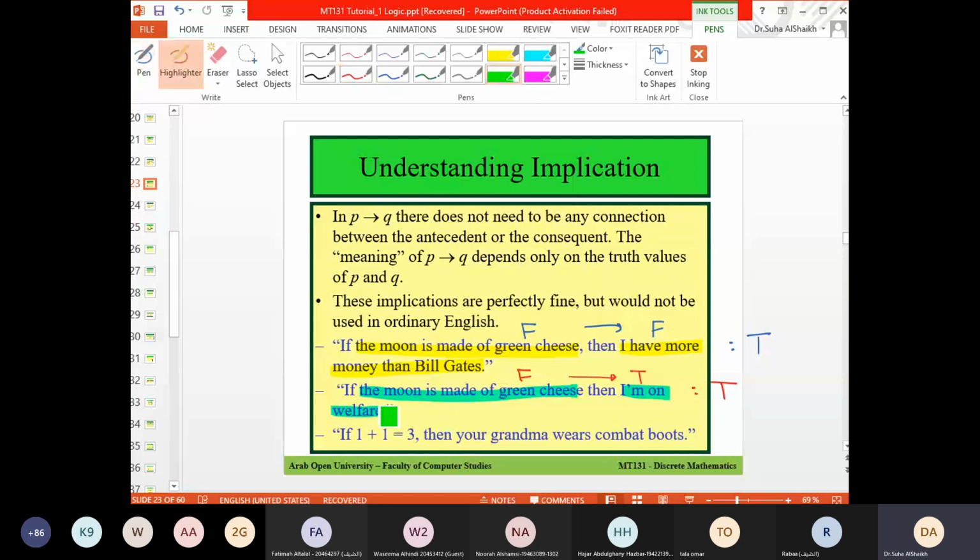بالlogic word it's true. Now, if 1 plus 1 is 3, then your grandma wear combat boots. الحين 1 plus 1 is 3. False. Your grandma wear combat boot. إيش يعني combat boot؟ عارفين البوت العالية. It's a boot يعني فأكيد it's false يعني grandma are not wearing combat boot. So false رايح للفالس. اتفقنا إن هذا راح يكون إيش؟ Yeah, true. So it's only false لما يكون عندي true رايح لفالس وباقي الحالات كلها it's true. Good? You got it now?